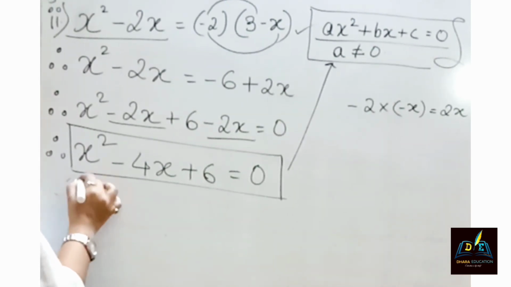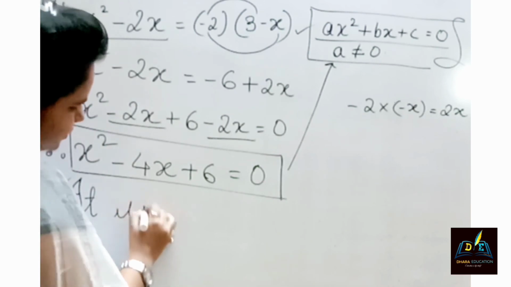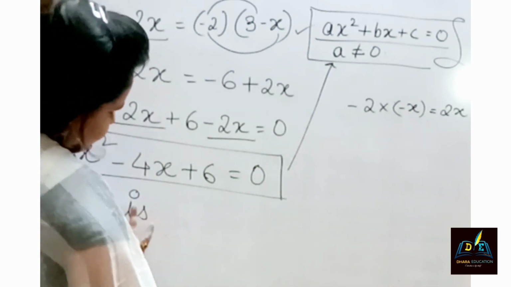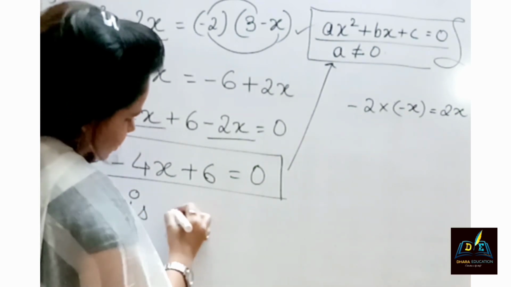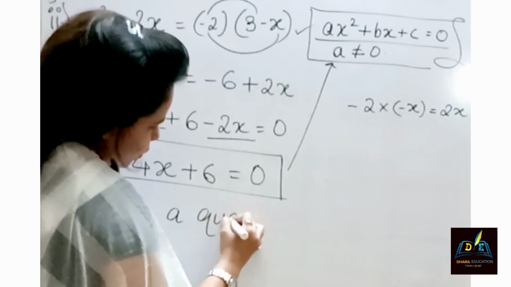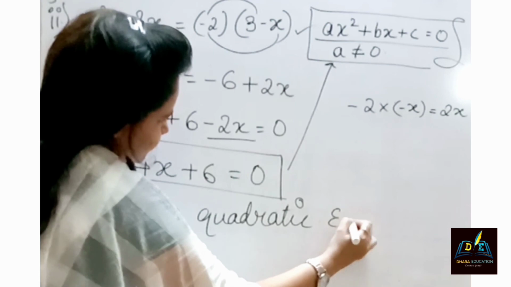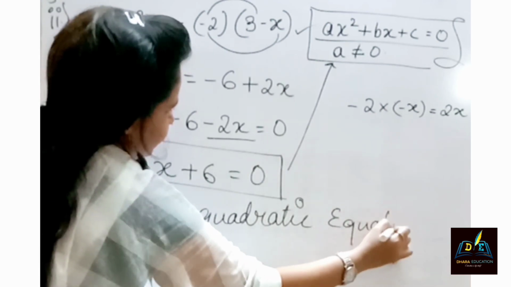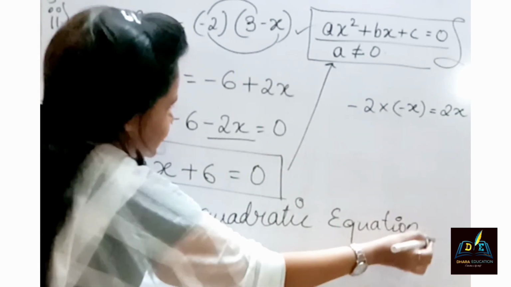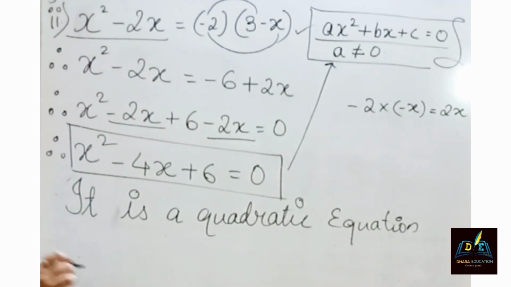So here I am going to write: it is a quadratic equation. It's very simple and easy. You just need to keep in mind these two criteria, and then your sum is almost done.